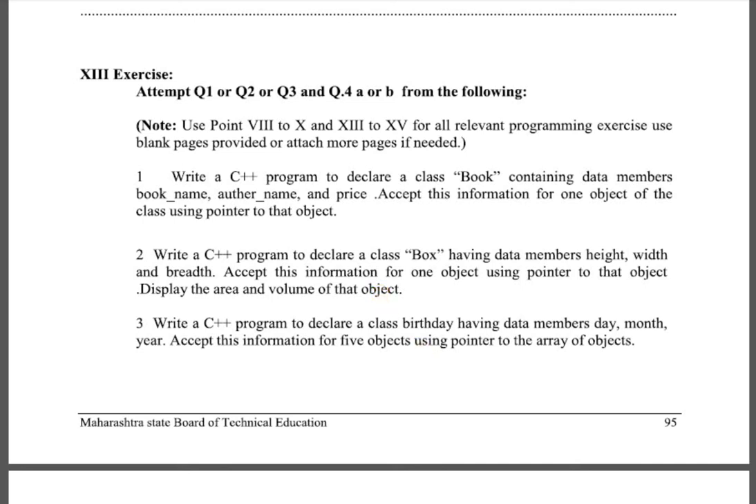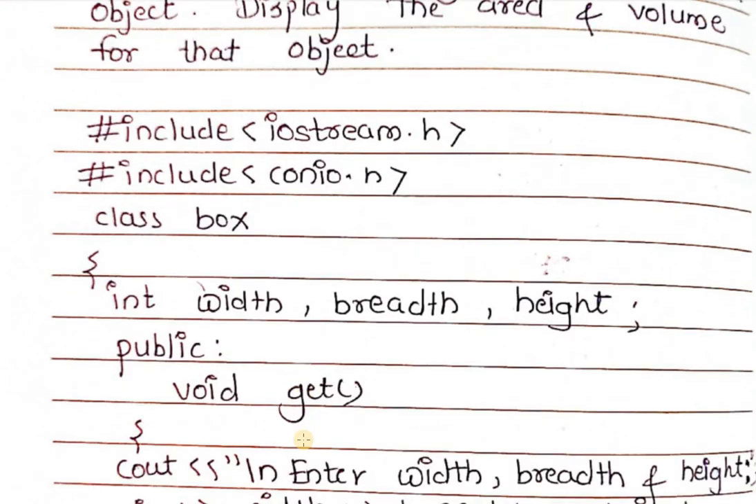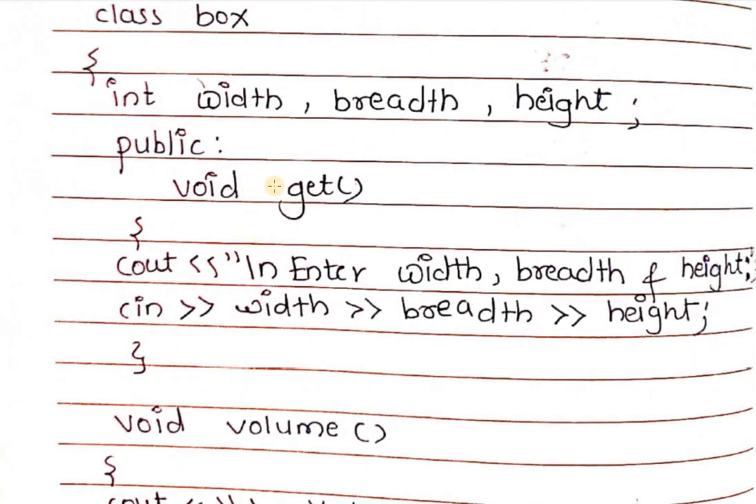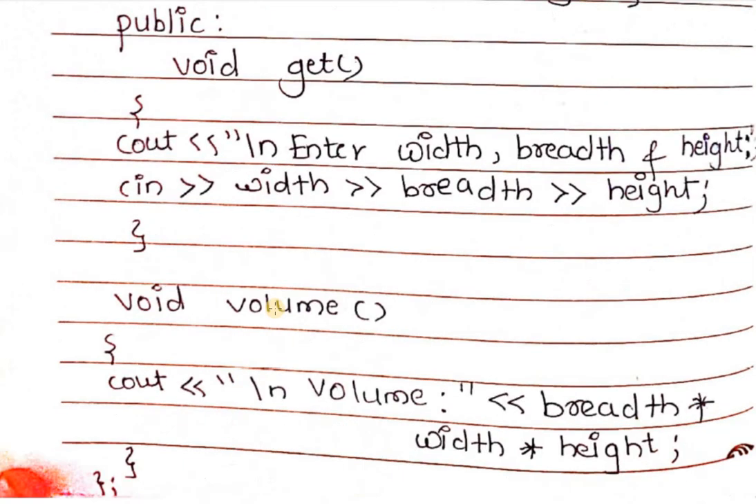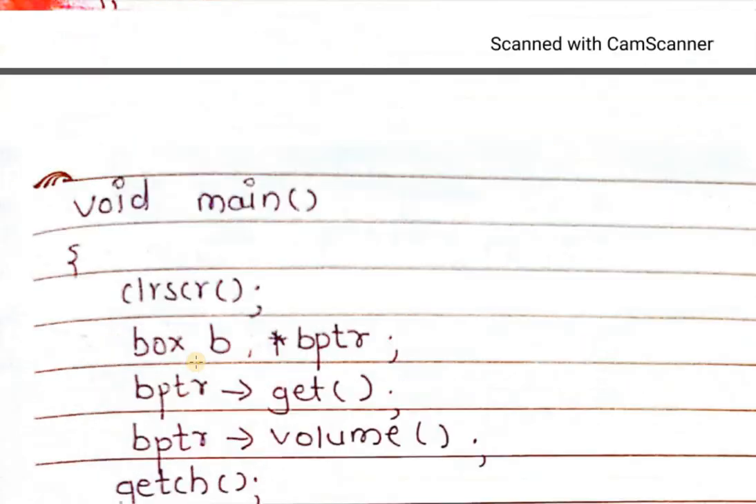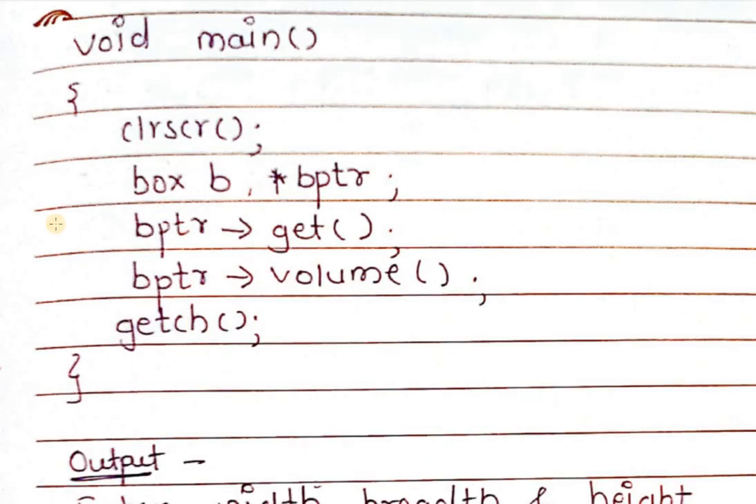Okay, so here first we are specifying a class box. In that class we are defining three variables, that is width, breadth and height. Then by using the get function we are entering the details of width, breadth and height. Then in the volume function, here we are calculating and directly displaying the volume of a box. The formula is applied, width into breadth into height. Then in the main function, here we are creating an object for the class box.